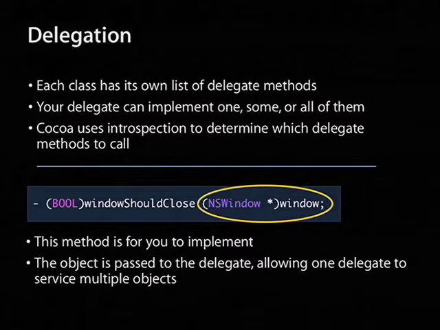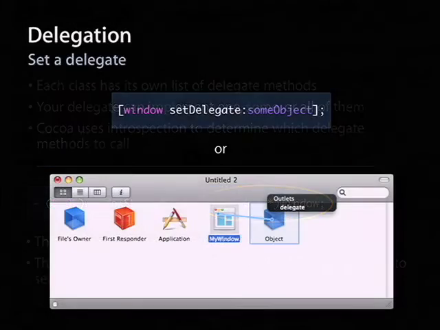So in your windowShouldClose method, the window is passed to you. This is very similar to target action, where the control is passed to your action message, or your action method, excuse me. Here the object is passed to the delegate method, and this allows you to disambiguate between perhaps multiple windows that all have the same delegate.